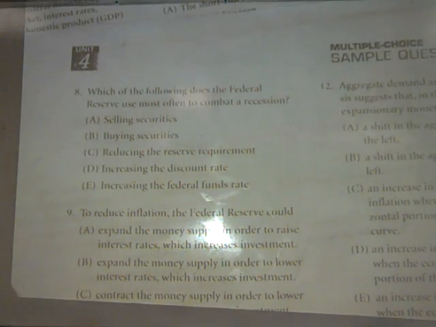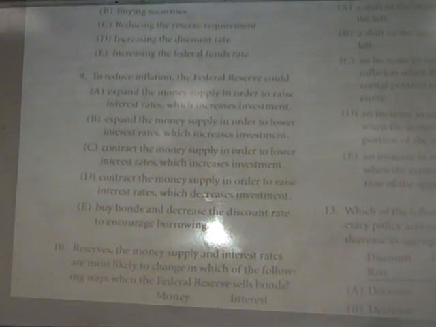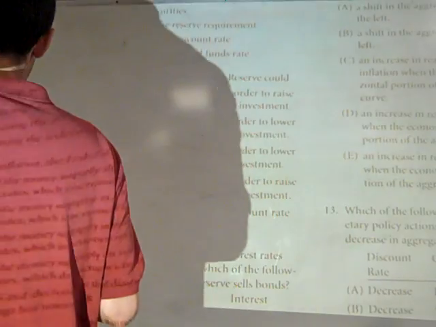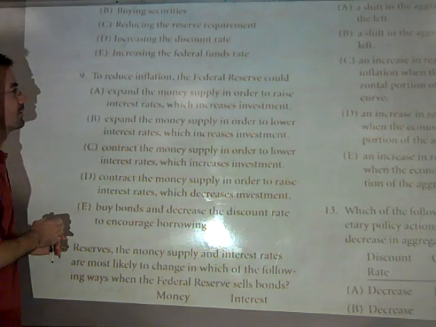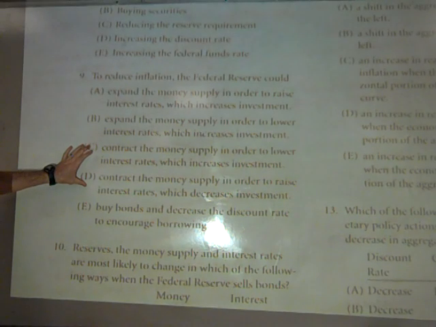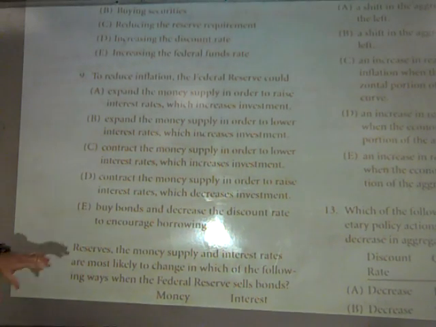Okay, number 9. That's the one they use most often for expansion. To reduce inflation, that's contraction. Notice, I try to think of, is this going to be expansion or contraction right at the beginning, because it kind of answers the question for me. To reduce inflation, the Federal Reserve could, so I want contraction. Well, that would be contract the money supply.